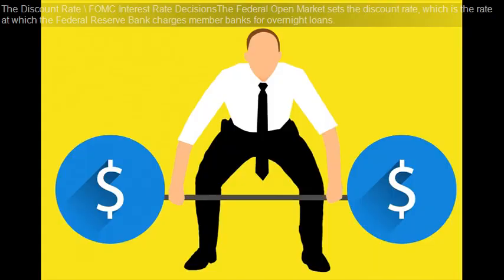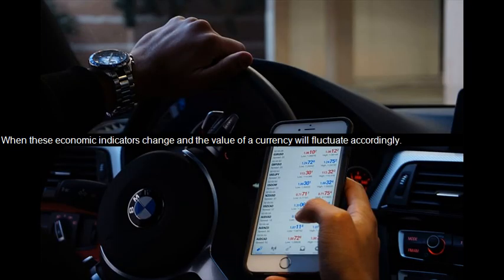The discount rate, FOMC interest rate decisions. The Federal Open Market sets the discount rate, which is the rate at which the Federal Reserve Bank charges member banks for overnight loans. When these economic indicators change, the value of a currency will fluctuate accordingly.